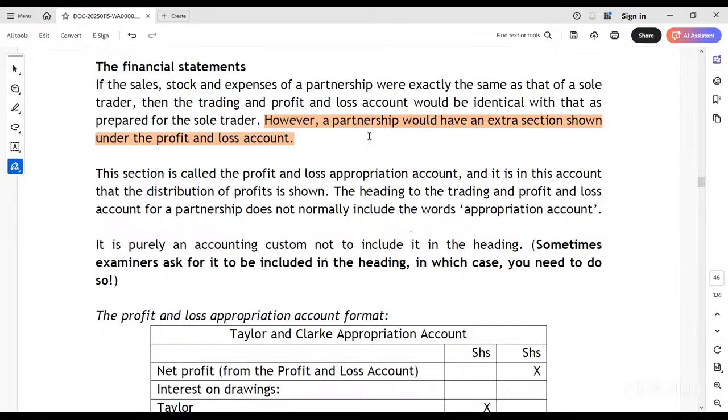What does this mean? It means that the income statement of a partnership is the same as that of a sole trader, but there is just a slight difference when it comes to the partnership accounts. For a partnership, we have to add an extra section, which we call the appropriation account.